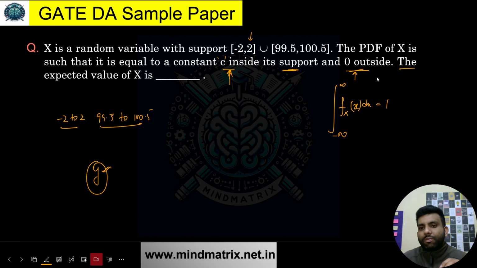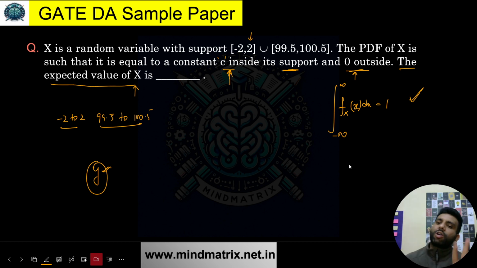The next step I am looking for is the expected value of x. To find the expected value of x, I need the value of c. So to find c, I have to do something over here. I know, as I mentioned, that integration of the PDF over the complete range is always 1. Apart from the range mentioned over here, my density function is going to be 0.